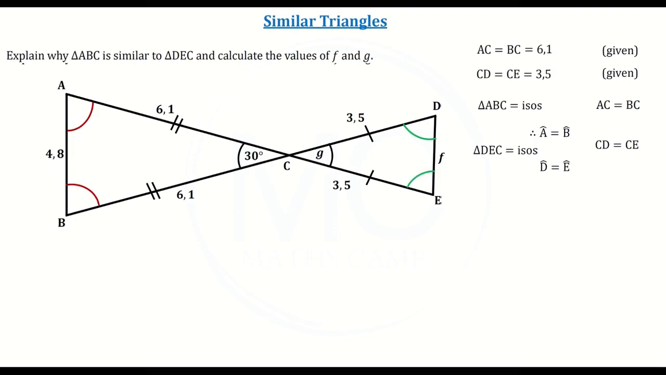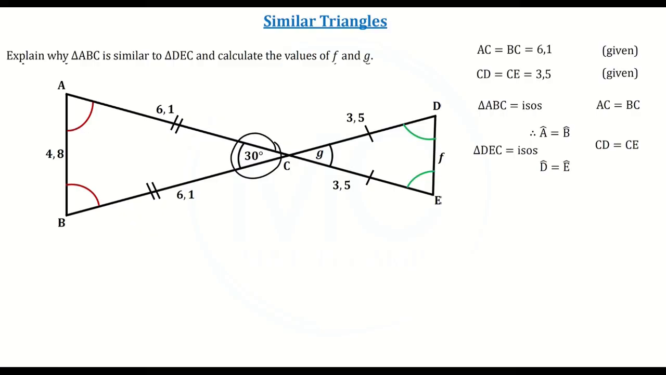To prove these two triangles are similar, we cannot use the sides because we don't have the length of side DE. So we have to use corresponding angles. We now know that angle A is equal to angle B, and we know that angle D is equal to angle E, but we don't know their sizes. So let's look at triangle ABC again. In this triangle, angle C is 30 degrees. We also know the sum of the interior angles of a triangle is 180 degrees.